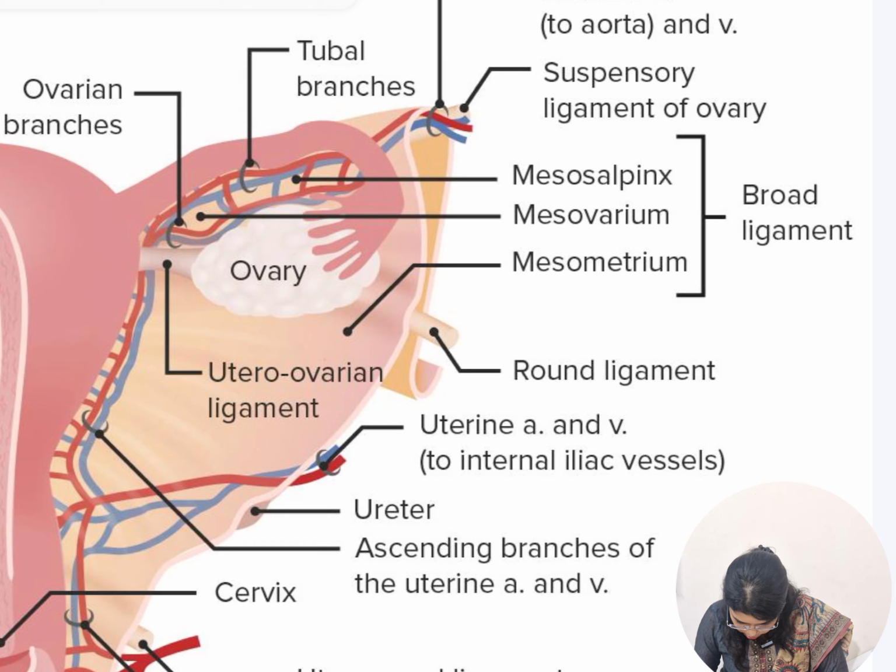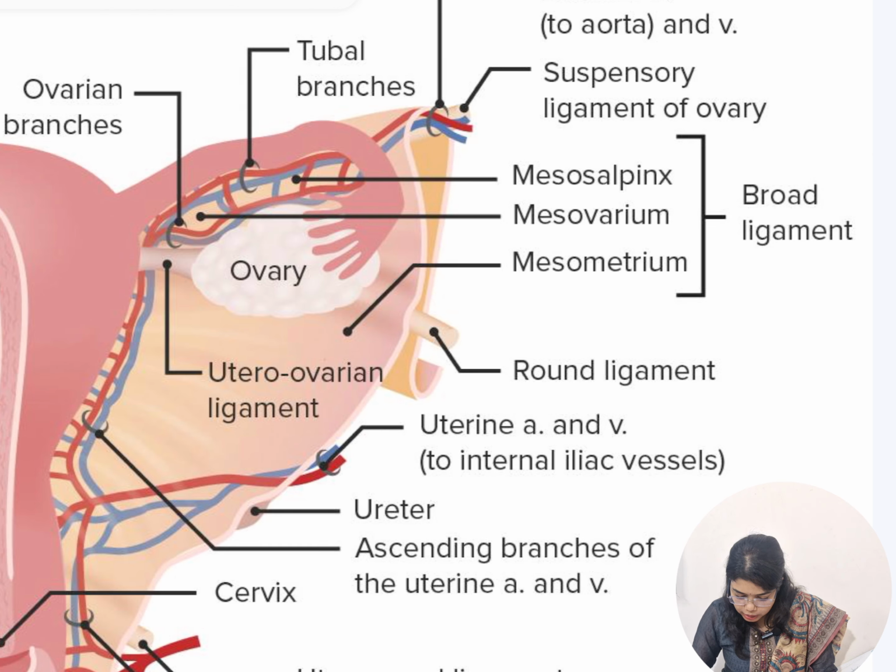Posteriorly there is presence of iliac vessels. What is this? Mesosalpinx. What is mesosalpinx? The part of the broad ligament that attaches the salpinx to the ovary is called the mesosalpinx. The part of the broad ligament between the ovary and the uterus is the mesoovarium, and this is the mesometrium. These are the parts of the broad ligament: mesosalpinx, mesoovarium, and mesometrium.